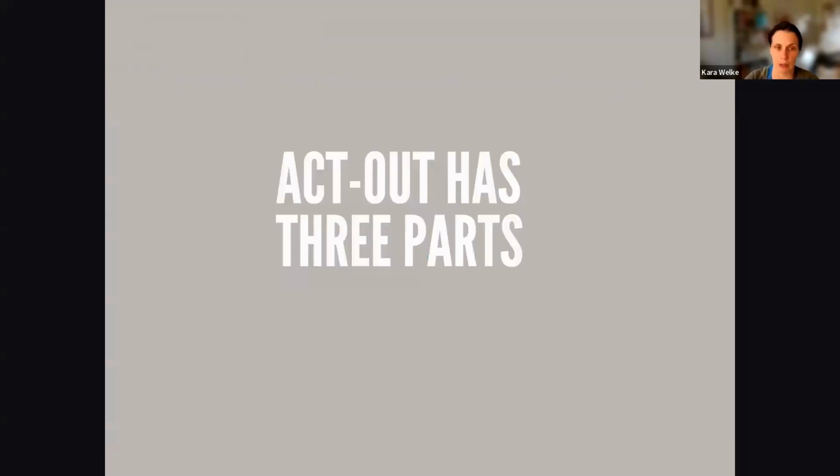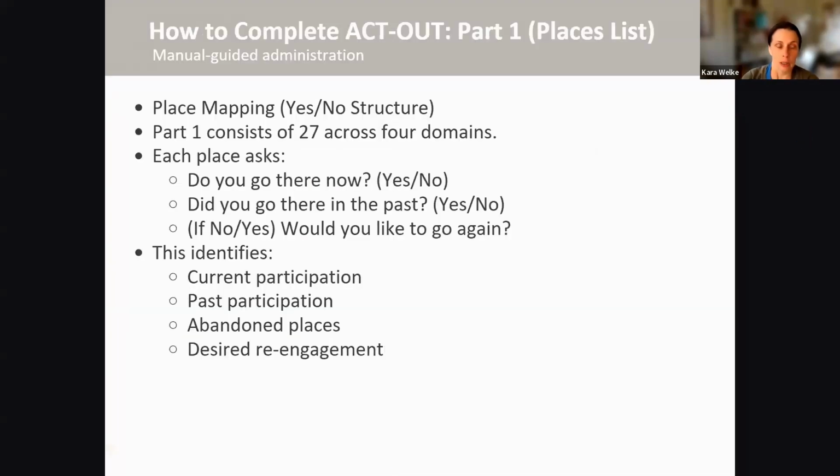So with the ACT Out, there are 3 different parts. I think it's a little easier once I just pull up the tool and we can walk through it. So I'm going to go through this a little quickly, and then we'll pull up the tool, and you'll have access to the PowerPoint and the handouts to come back to.